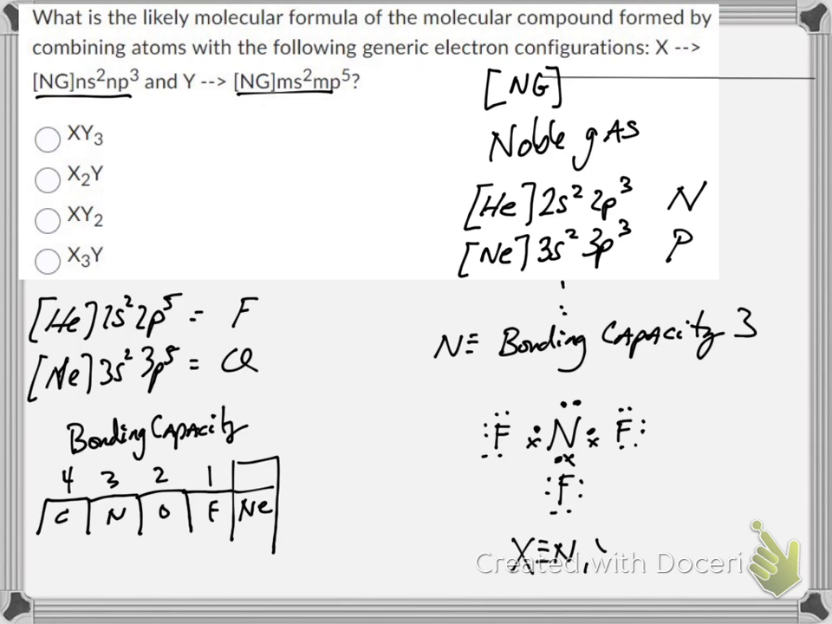So X is nitrogen, Y is fluorine, and we'd expect the formula to be NF3. Nitrogen has the lone pair, a total of 8 electrons around it. Each fluorine has 8 electrons around it. That should be a good Lewis structure.